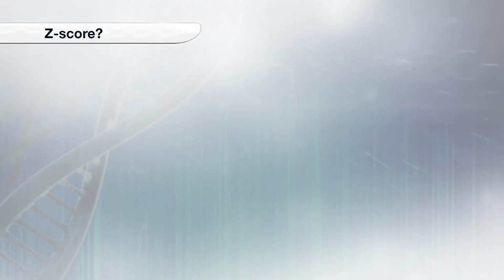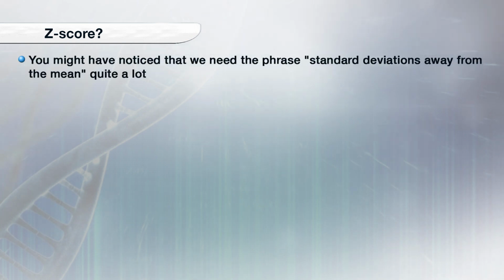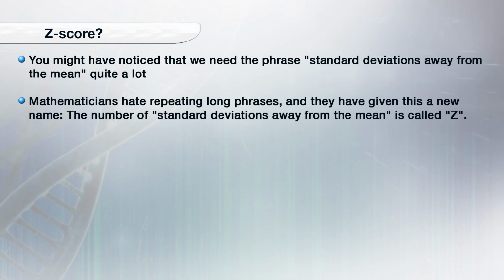So, now in this standard deviation and mean, there is another very good feature which we also saw in PROSA, the Z score. So, what is Z score now? Let us go ahead with Z score. It can be noticed that we need the phrase standard deviations away from the mean quite a lot. Mathematicians hate repeating long phrases, and they have given this a new name. The number of standard deviations away from the mean is called the Z score.